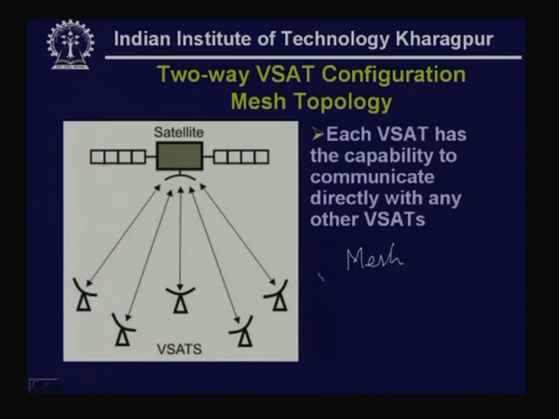Although the satellite is there, it is being used as the via media. But here, suppose this is one VSAT, this is another VSAT, and so on, all of them can communicate with each other. So, it forms some kind of mesh network, since they can communicate with each other. We can see it is a mesh type of network that can be formed, and the satellite is used as via media. So, this is the two-way VSAT configuration using mesh topology.